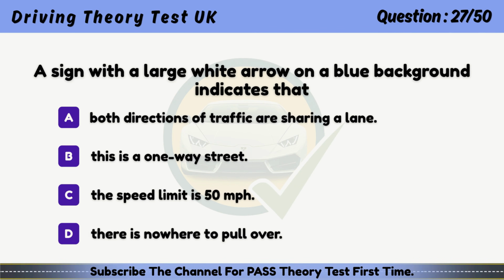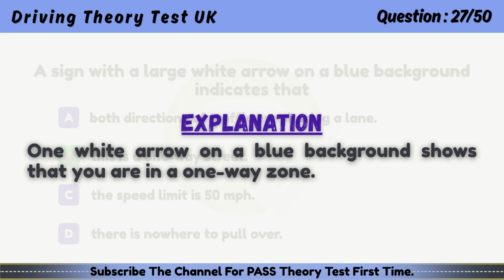Question 27. A sign with a large white arrow on a blue background indicates that. Option A. Both directions of traffic are sharing a lane. B. This is a one-way street. C. The speed limit is 50 miles per hour. D. There is nowhere to pull over. Answer is B. This is a one-way street. One white arrow on a blue background shows that you are in a one-way zone.